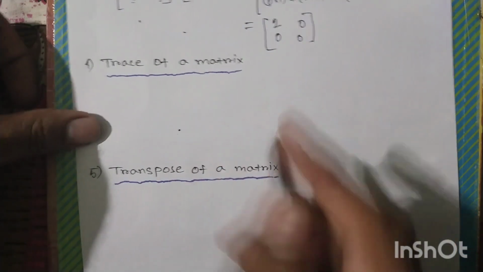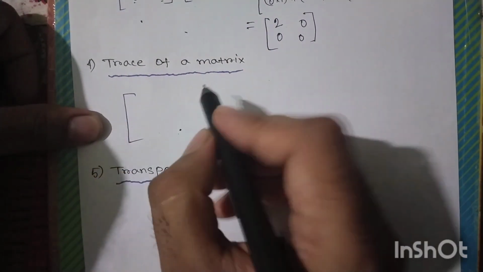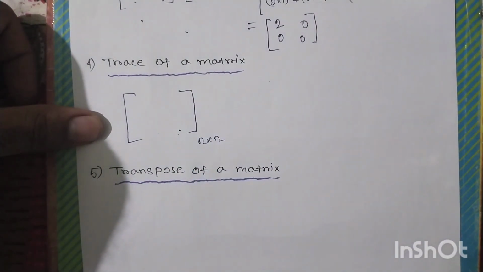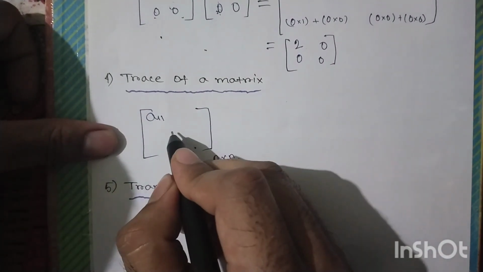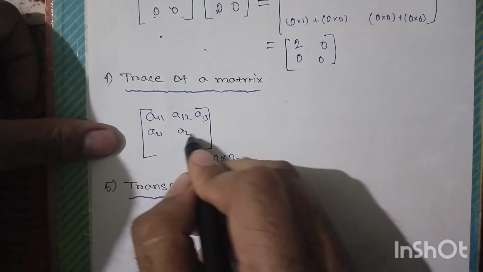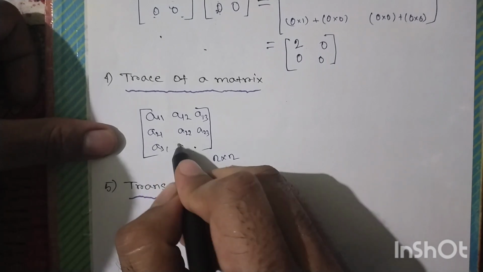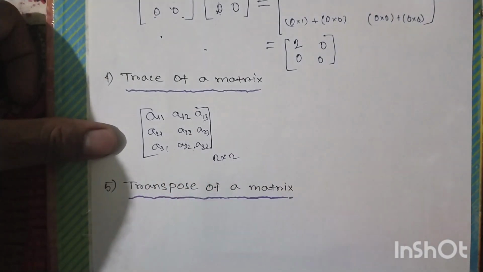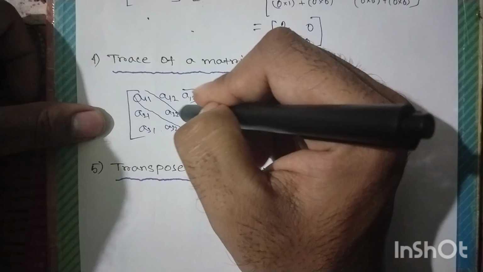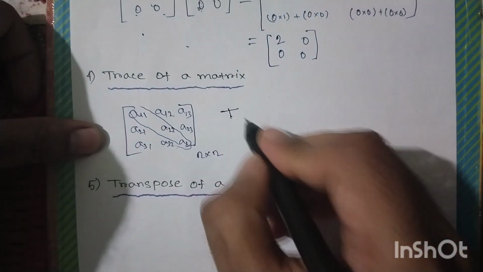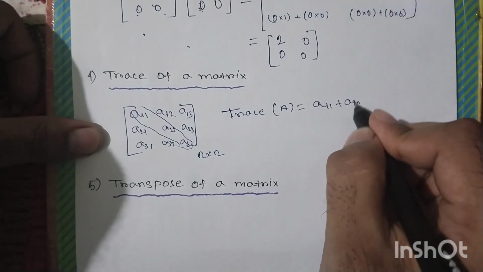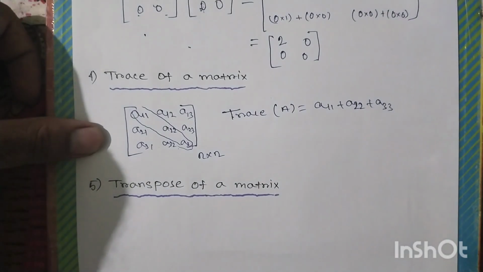Now, trace of a matrix. What is the trace of a matrix? The trace of a matrix is found when the matrix is square. Let's take an example: A11, A12, A13, A21, A22, A23, A31, A32, A33. What will be the trace? The trace of a matrix is equal to the sum of the diagonal elements. That means trace of A equals A11 plus A22 plus A33. This is our trace of a matrix.